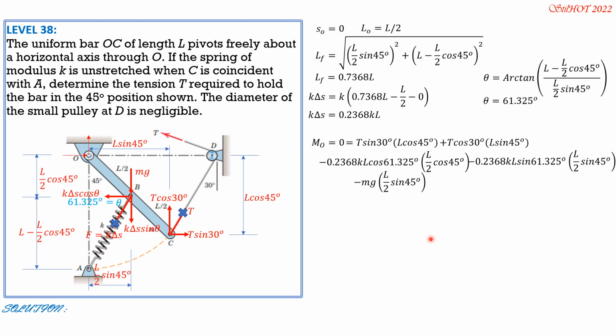So finally, T is 0.1607 KL divided by 1.366, plus 0.5 mg divided by 1.366. So the answer is T is 0.1176 KL plus 0.366 mg. So that's it for this problem.